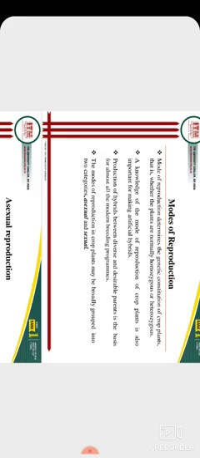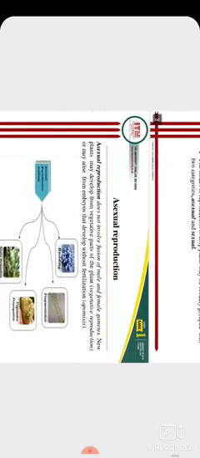I think you all know very well that the modes of reproduction in crop plants may be broadly grouped into two groups, that is asexual and sexual. So how many types of reproduction are there? Two, that is sexual and asexual. So we will start with asexual reproduction.